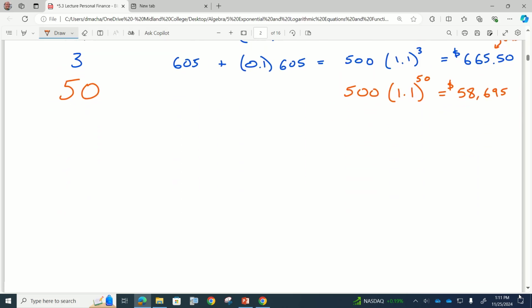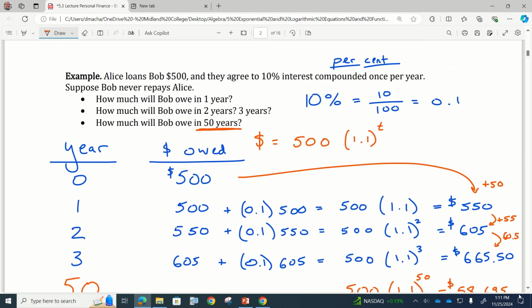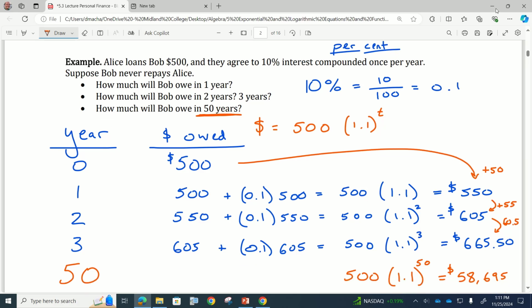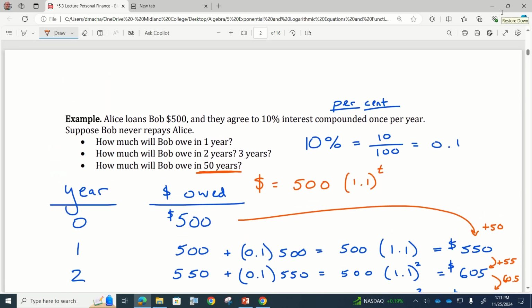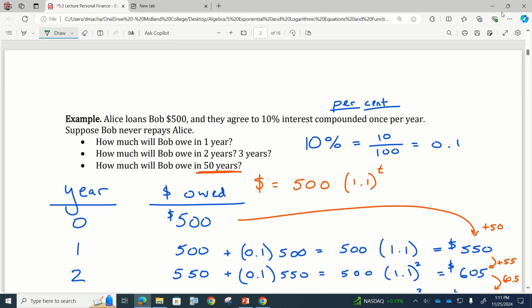Everything in the world is on a compound interest basis. So maybe you remember from school there was like a simple interest formula. And this would be totally wrong, but I'll show you an example that's just completely wrong, right? You might say, well, how much does Bob owe Alice? He owes the original $500 plus 10% interest per year for 50 years on $500, right? This is an example of what not to do.